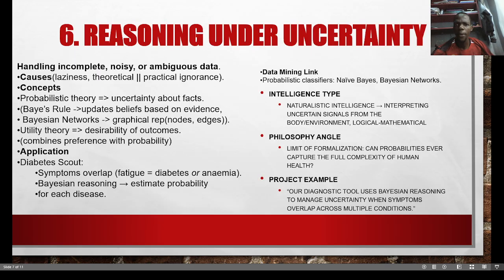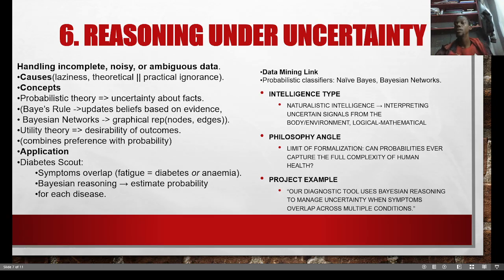Okay, now we have reasoning and uncertainty as our sixth module. Reasoning and uncertainty, we are talking about handling incomplete, noisy, or ambiguous data. The data may be incomplete or noisy or ambiguous. So it is not direct like 2 plus 3, but the data we have is incomplete. So we need to reason and find a possible solution, but based on data that is not complete. In other words, we don't have all the necessary resources that we should or can use to derive the appropriate conclusion.